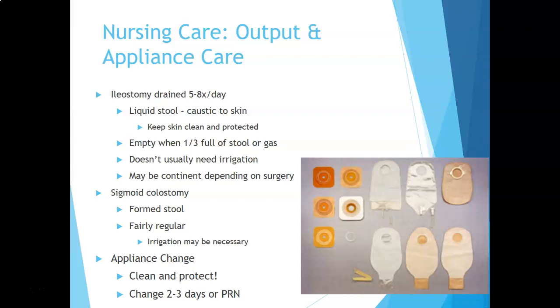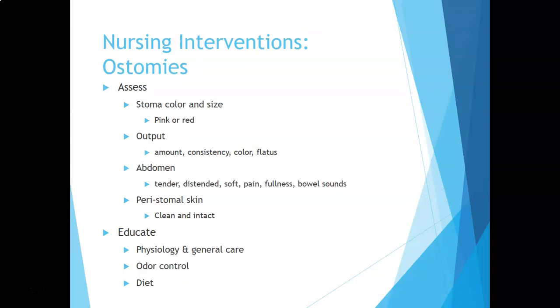And then again, for appliance changing, make sure you're cleaning and protecting as much as possible. The book says change every 2 to 3 days or PRN. As far as I'm concerned, if your ostomy appliance is sticking on there, don't mess with it, right? Because the worst thing you can do is take off an ostomy appliance that was sticking on there really good and highly functional and replace it with one that's not. So every 2 to 3 days or PRN. You'll figure out what that means for going forward in your nursing life.